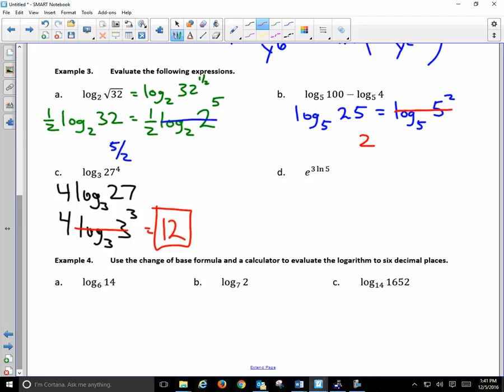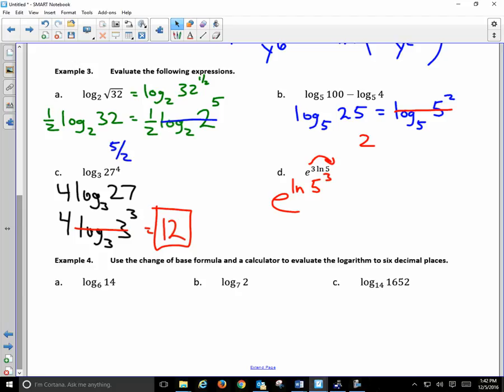Oh, so, okay. Well, good. I'm glad you were going to try it ahead of time. I'm going to take that 3, and I'm going to move it right here. I get e to the natural log of 5 to the 3rd power. Now, what is the base of a natural logarithm? Yes.